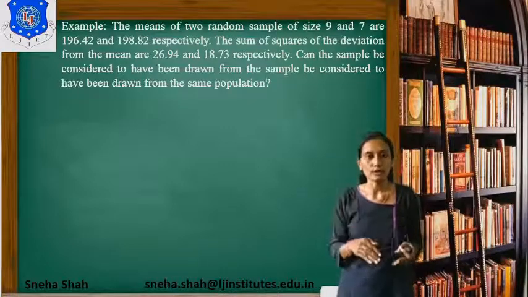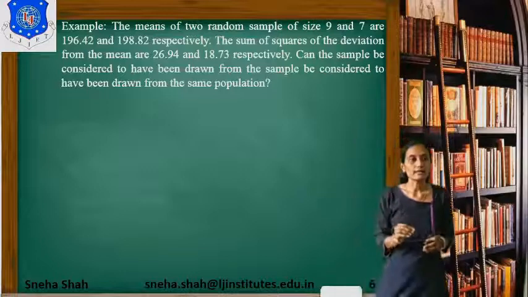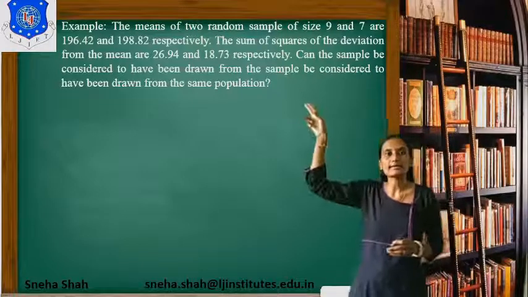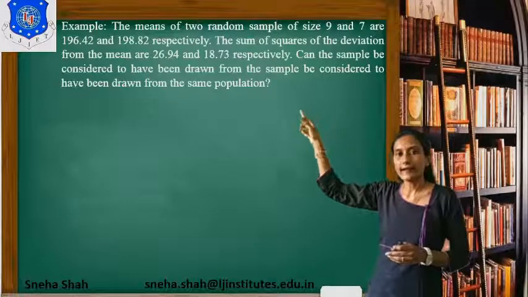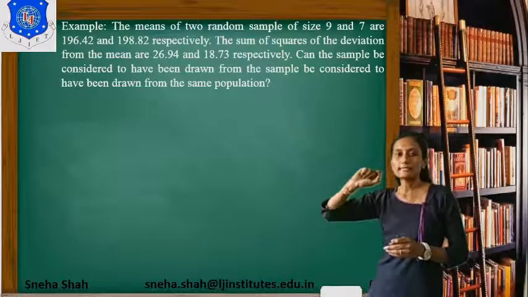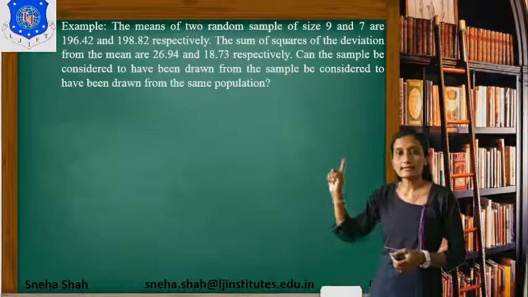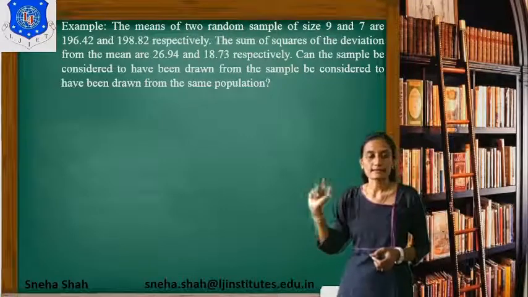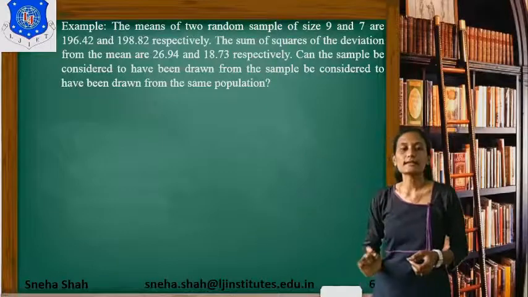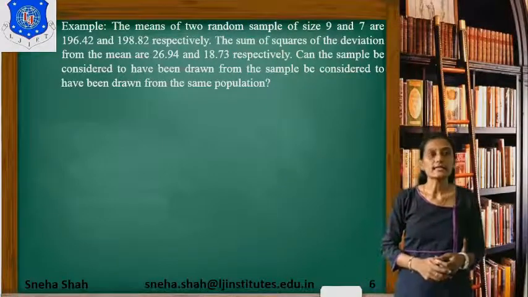It means we have to find out whether these two random variables are drawn from the same population or not. So for that, you can see that the sample sizes are 9 and 7, which is less than 30. So we can say that this example can be solved by using a small sample test. So for this particular example, we are using the t-test.